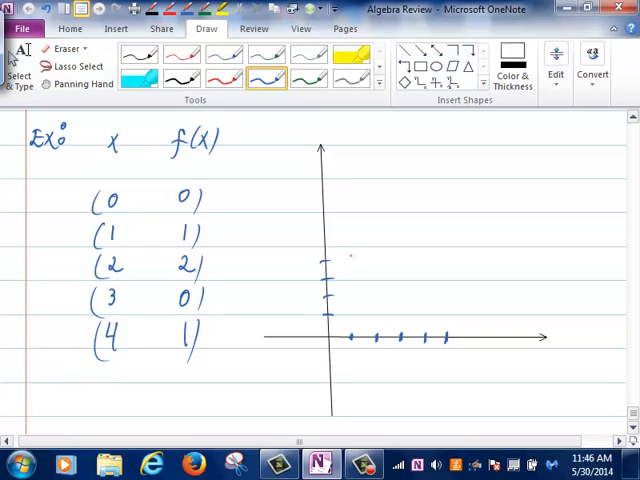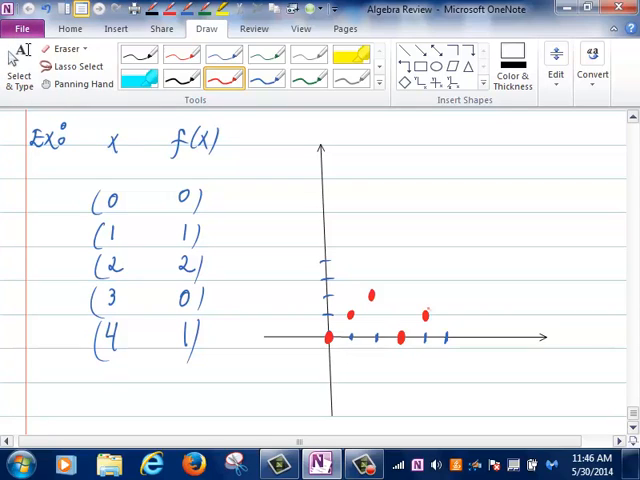Okay, so what's the point 0, 0? Well, the point 0, 0 is right here. Let me use red. Where is the point 1, 1? 1, 1 would be right here. Where is the point 2, 2? 2, 2 would be right there. Where is the point 3, 0? 3, 0 is right here. Where is the point 4, 1? 4, 1 is right here. So the graph of this function is just 5 points. It's a discrete set of points.